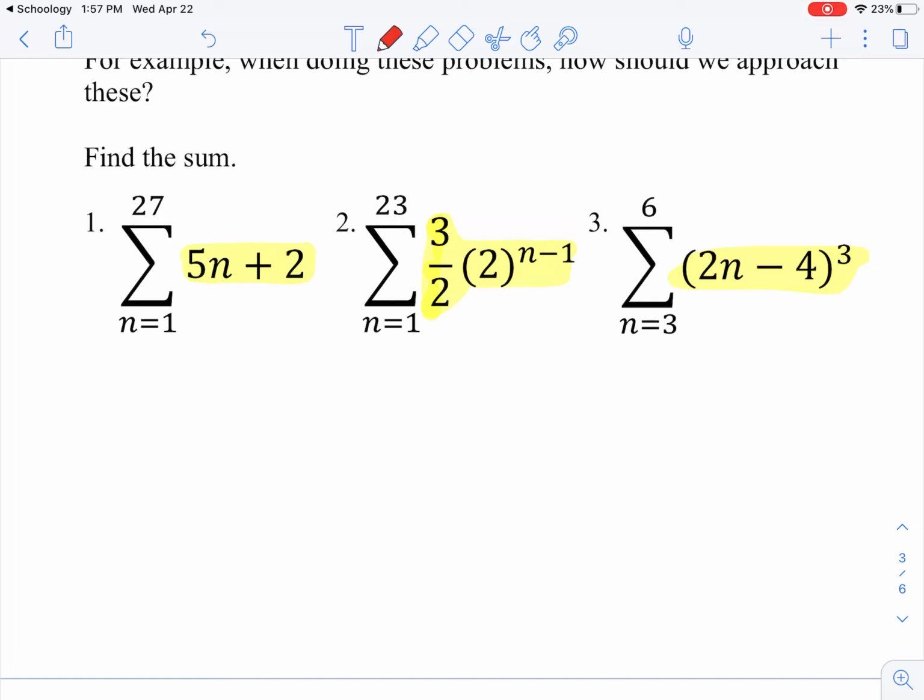Okay, so let's look at this first one. This one right here. That is an equation of a line. Therefore, this is arithmetic.